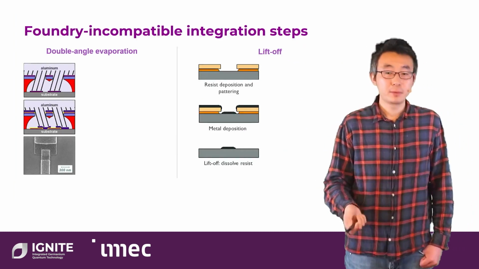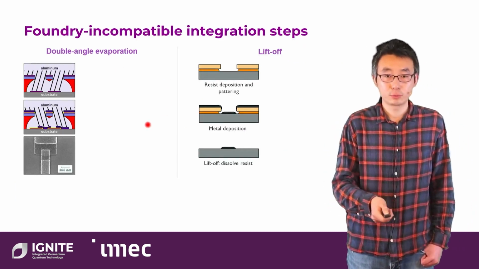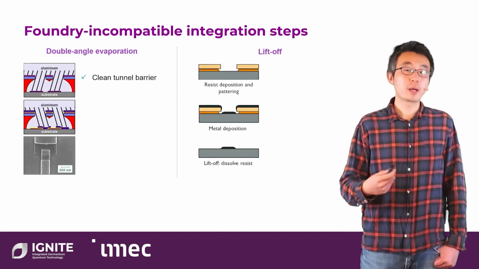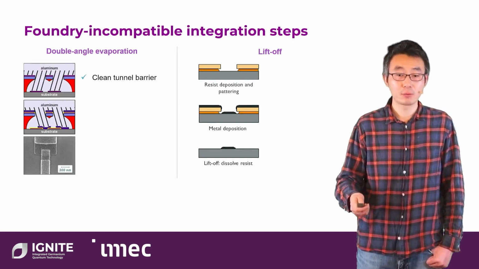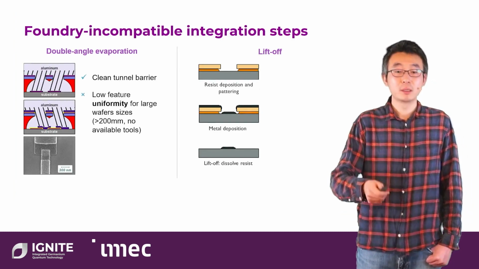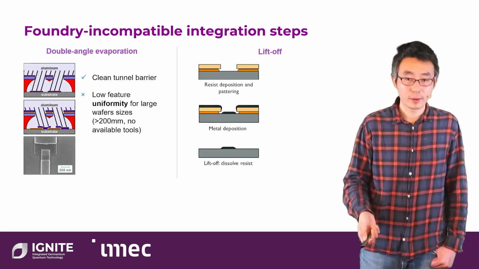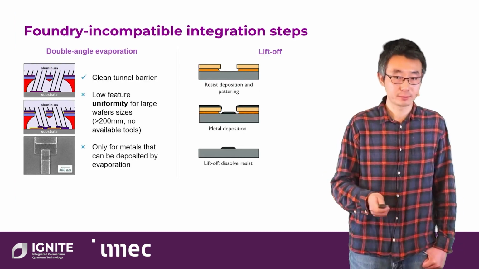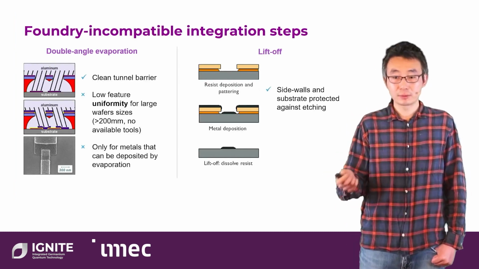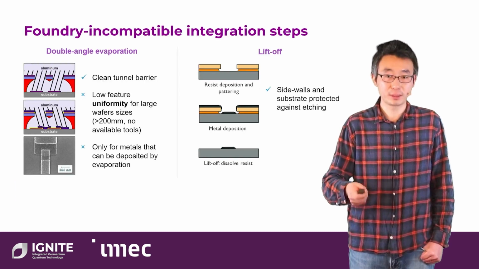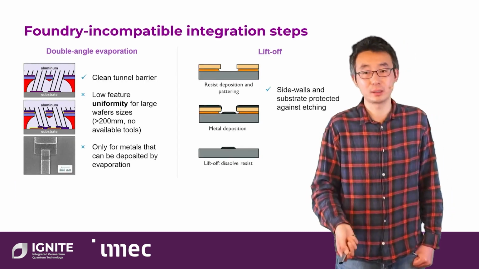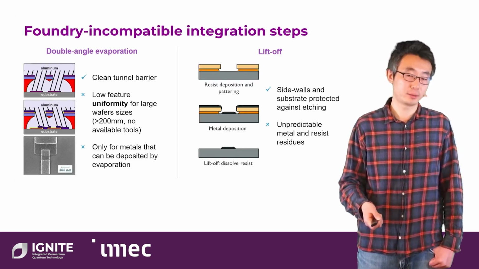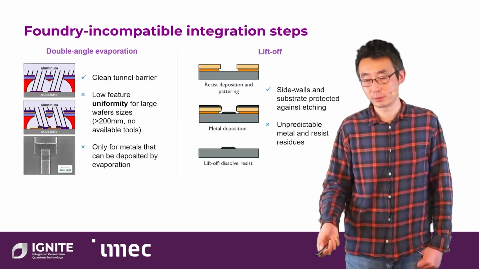So here is another example. Those methods are widely used in the research lab. One is the double angle patterning, the other is the lift-off process. With double angle evaporation, you can have a clean tunnel barrier, but the feature uniformity will have large variation across the wafer, and it's only for metals that can be evaporated. For lift-off, you can have the side walls and substrate protected against etching because you do not have etching. It can be done in a wet chemical process. But this also can result in some unpredictable metal and residues, which could limit the performance over large scale.